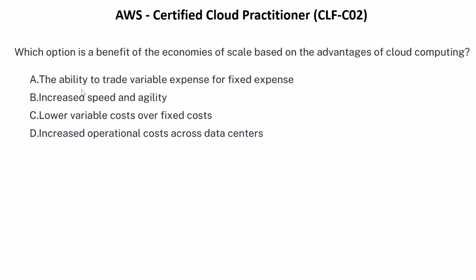Our first question is, which option is a benefit of the economies of scale based on the advantages of cloud computing? The options are: option A, the ability to trade variable expense for fixed expense; option B, increased speed and agility; option C, lower variable costs over fixed costs; option D, increased operational costs across data centers.